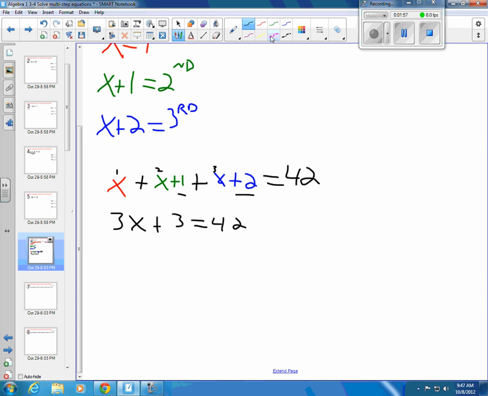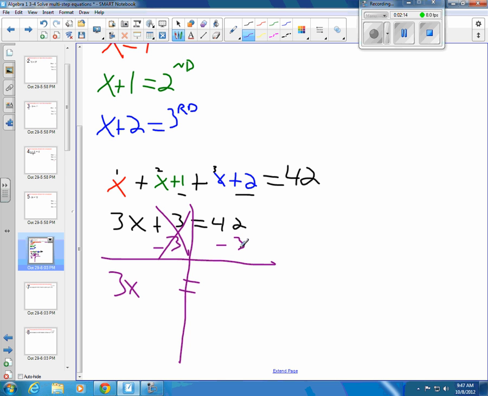So I'm going to subtract 3 from both sides of my equal sign, that is. That cancels out those 3's, because positive 3 minus 3 puts you back at 0. So you get 3x is equal to, and then 42 minus 3 would be 39. And the last part here, we would be dividing by 3 on both sides.